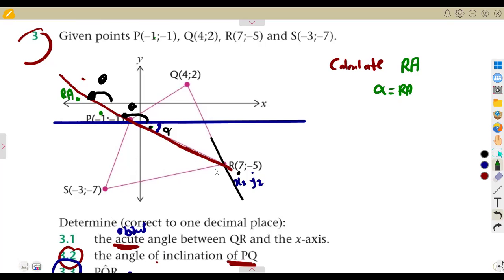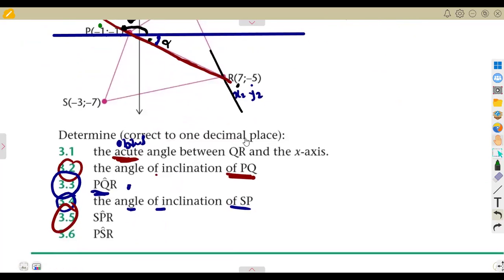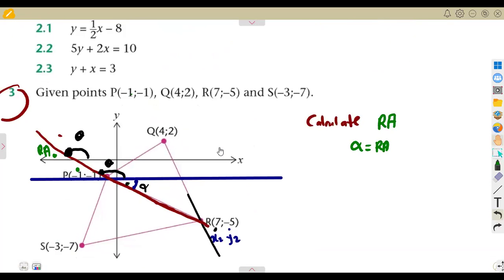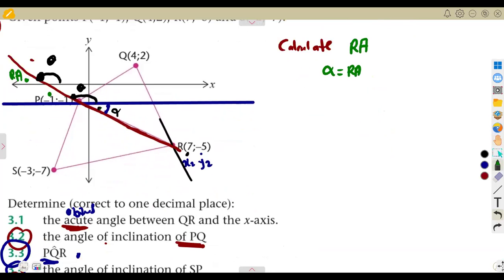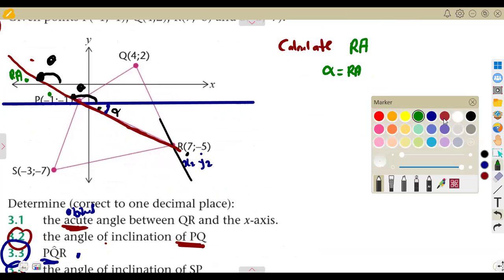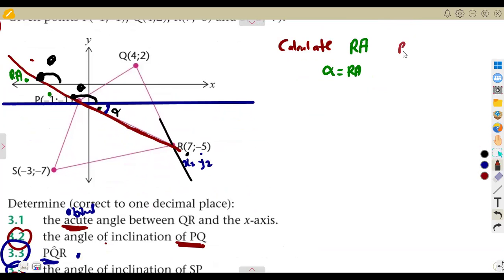So do we have the gradient of PR? We never talked about this line PR before, remember? So you're going to need the gradient of PR. As you can see, it has got a negative gradient. That's why we have to consider that reference angle concept. Remember I said the reference angle is simply arctan of the gradient that you're going to take as a positive, but you need that gradient.